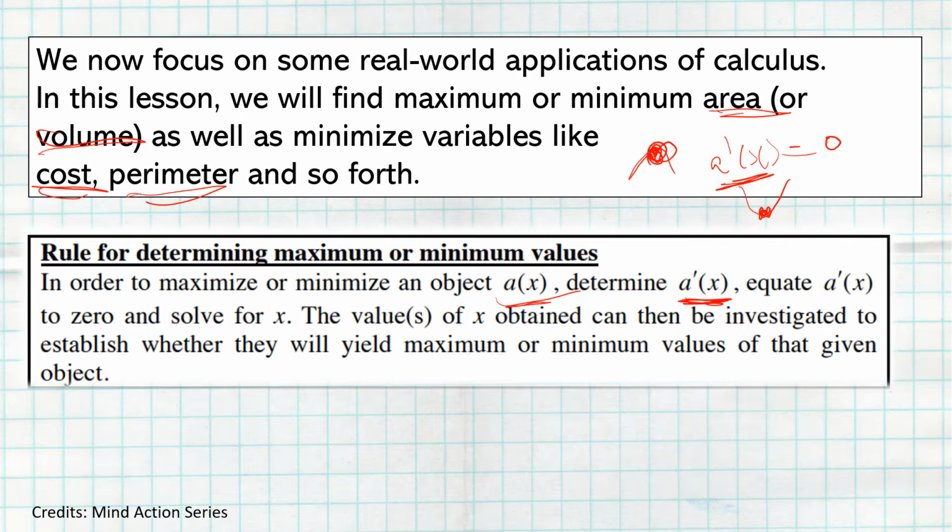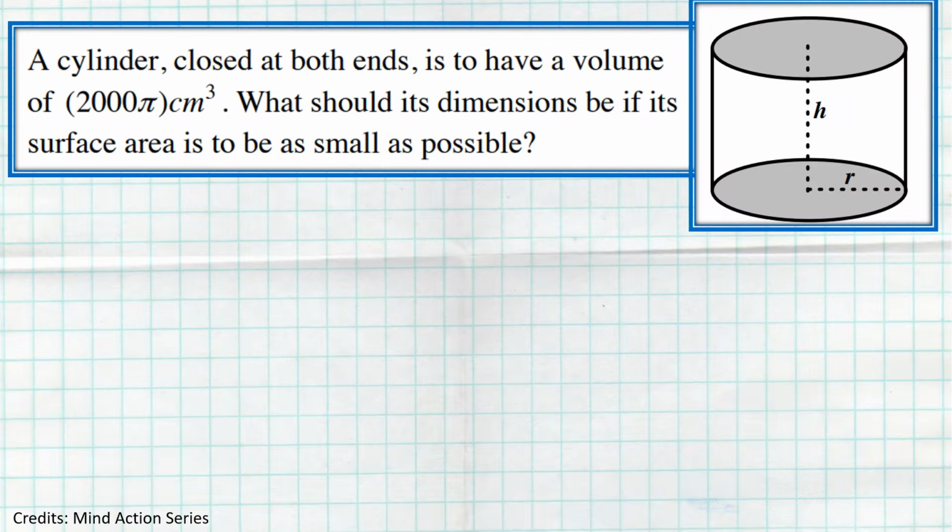I know this lesson might be quite confusing now, but let's quickly look at an example and see how this goes. Let's look at our first example. We're given that a cylinder is enclosed at both ends, and it is to have a volume of 2000 pi cubic centimeters. What should its dimensions be if its surface area is to be as small as possible?